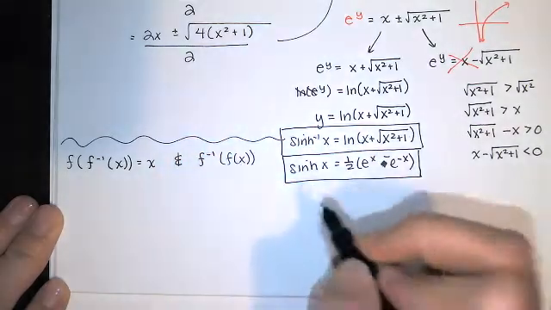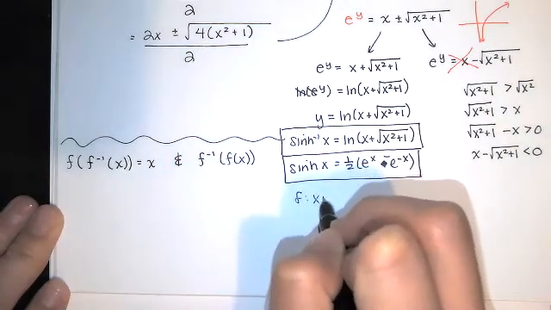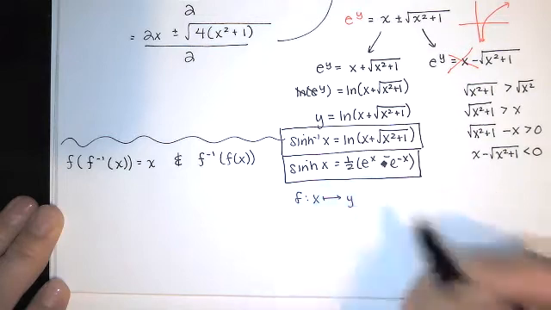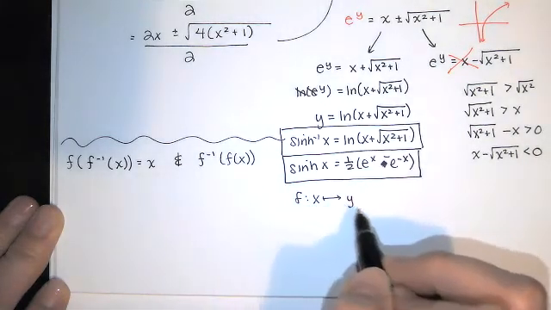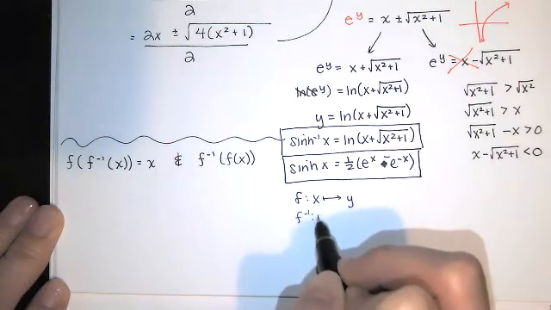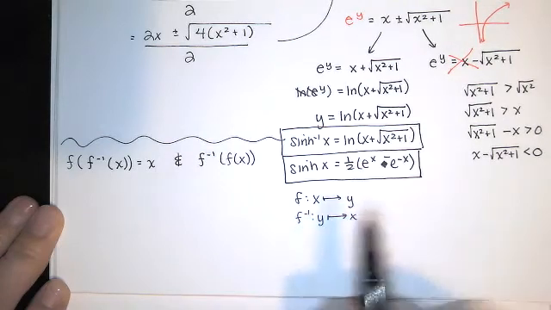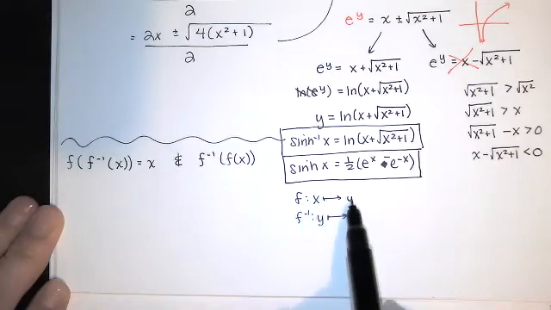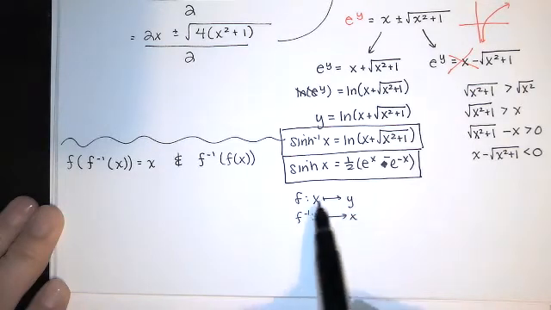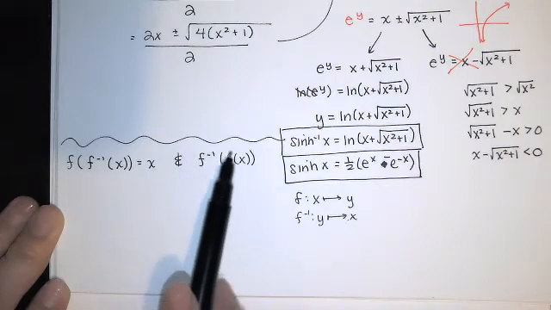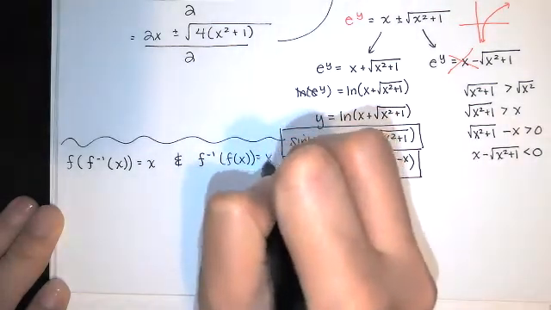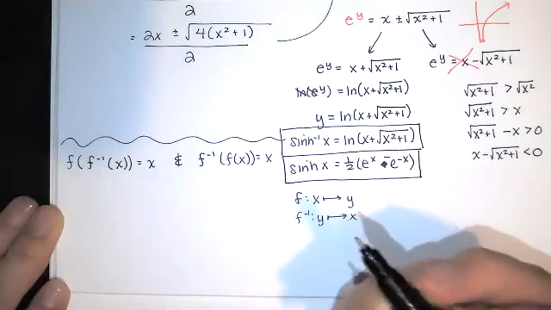F of x is a map. It goes from x to y. F inverse goes the other way. It goes from y back to x. So we can think of going from x to y and then y back to x, if you want. So this should give me x back, because these two functions undo each other.